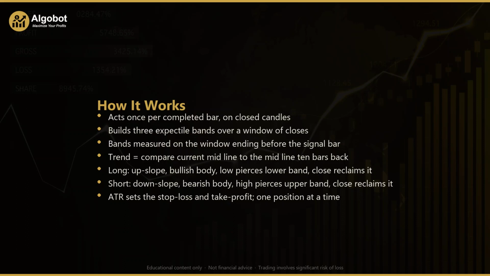Measuring the bands on the window that ends before the signal bar is deliberate. It means the signal candle interacts with a band it did not itself help create.